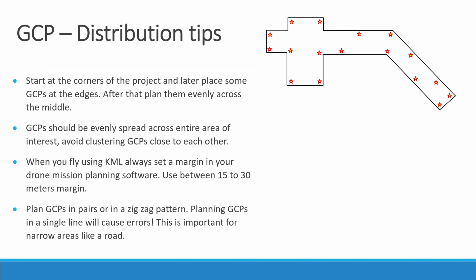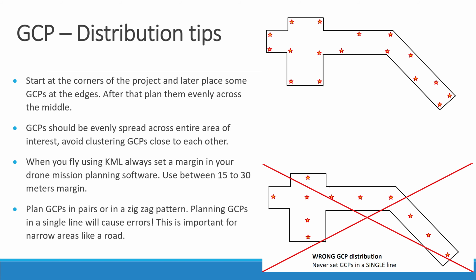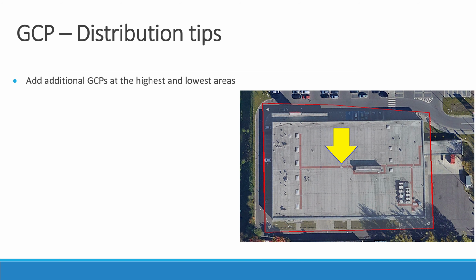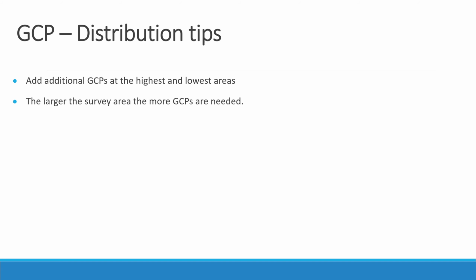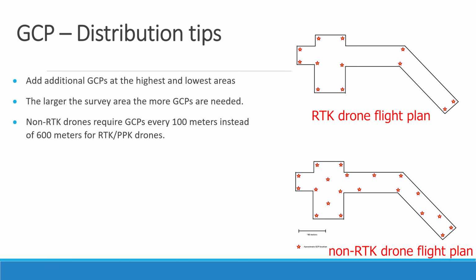Plan GCPs in pairs or in zigzag pattern. Planning GCPs in a single line will cause errors. This is important for mapping narrow areas, like a road. Add additional GCPs at the highest and lowest areas. The larger the survey area, the more GCPs are needed. Non-RTK drones require GCPs every 100 meters instead of 600 meters for RTK or PPK equipped drones.